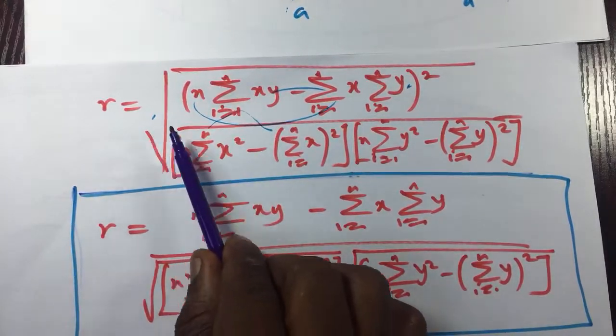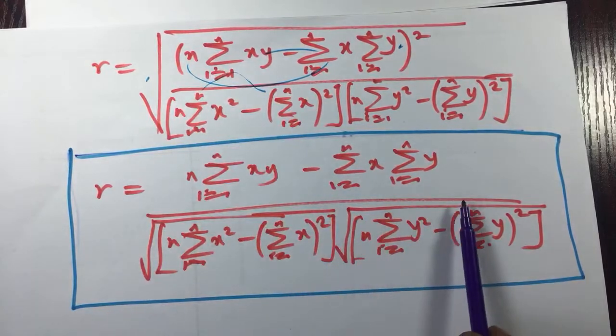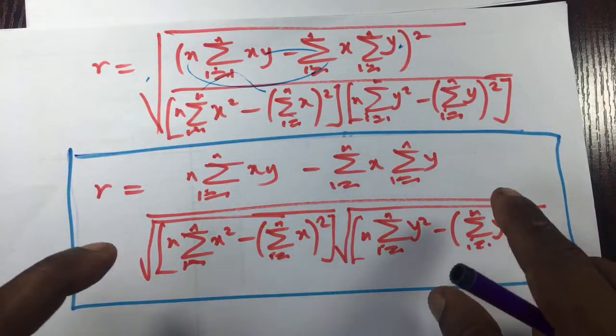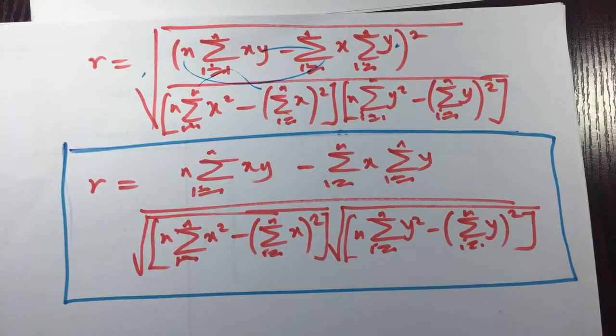But the square root of this in product is the same thing as the square root of the first term times the square root of the second term. And I'm saying that this formula is called the product moment correlation coefficient. Now guys, let us use the product moment correlation coefficient to solve a simple problem, very, very quickly.